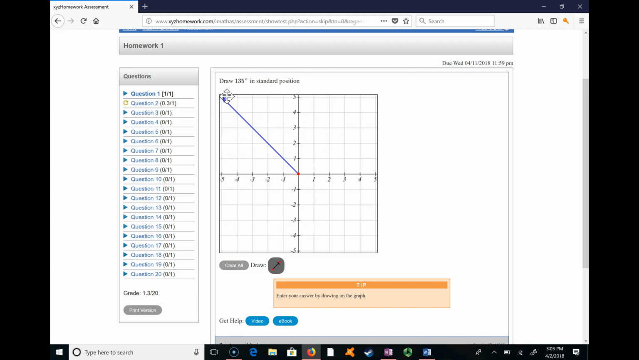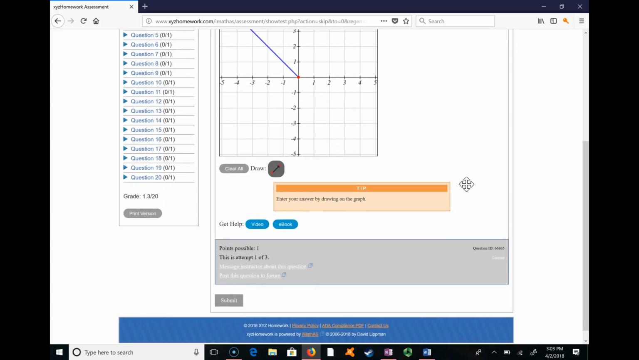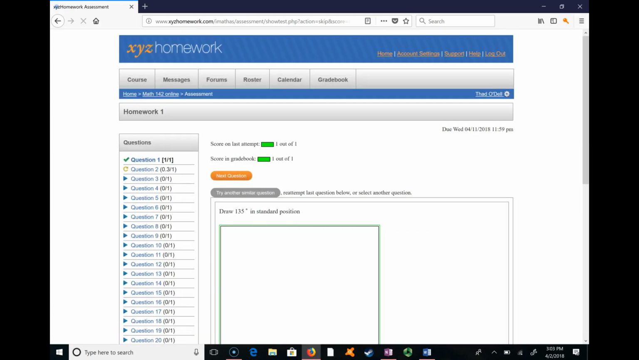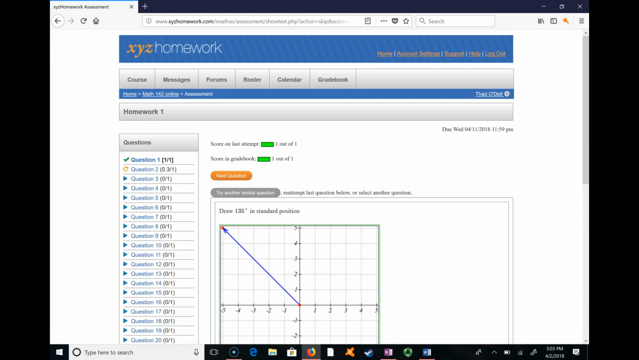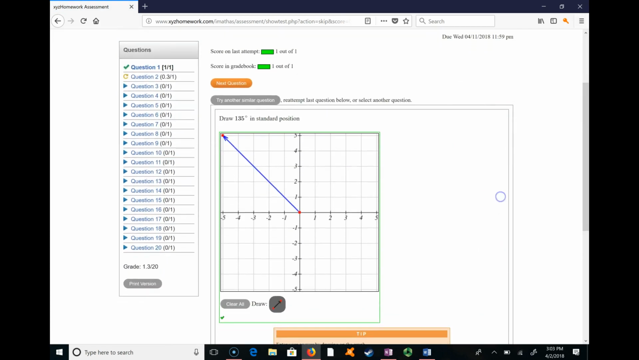Make sure when you draw your angles, you go all the way out to the corner of the graph, or it won't recognize it as a correctly drawn angle. So the way I've done this, I think if I submit it now, it'll be happy with me. Yep, it's glad that I did it that way. So that's just a quick little lesson on drawing angles.